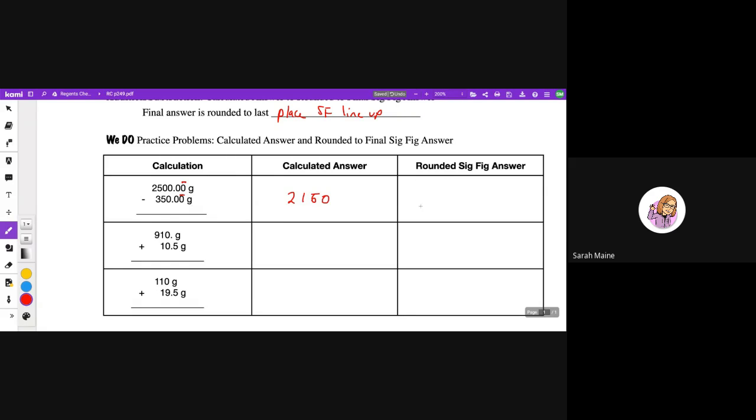So therefore, our final sig fig answer must have a digit in the hundreds. So even though the calculator shows 2,150, we have to put in the zeros that lead us all the way to the hundreds. And because it's grams minus grams, our final unit is grams.